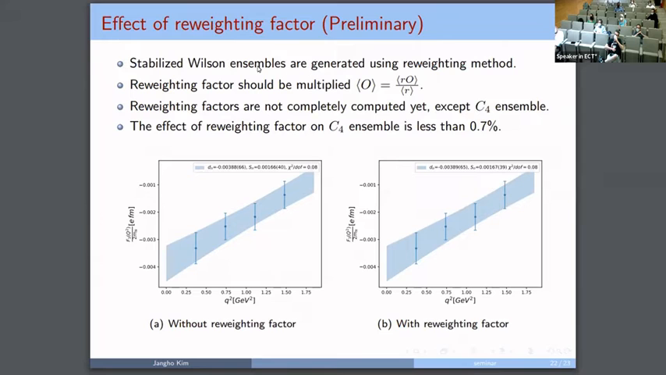Yes. So our ensembles are generated using some reweighting methods. So we need the reweighting factor, but we don't have a complete set of reweighting factors yet. So still it's coming. So far our analysis is done without the reweighting factor, and we only have the full set of reweighting factors for the C4 ensemble. So I compared the final result with and without the reweighting factor, and their difference is less than 1%.